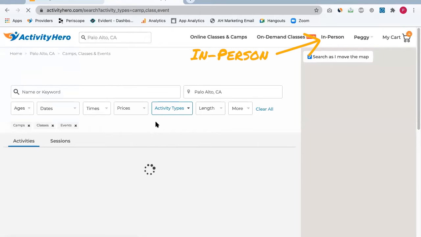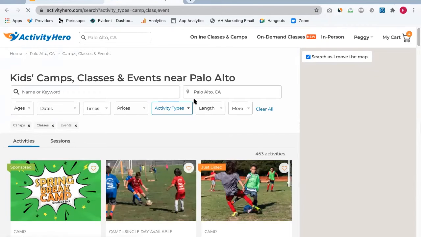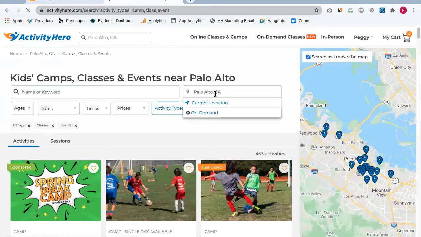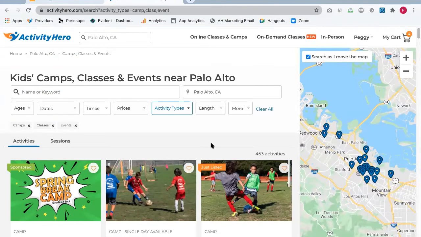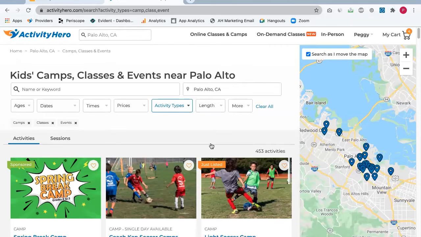Okay, so I went to the in-person section. Our website should automatically detect what city you're currently in. If it doesn't detect it properly, or say you're at work and you want to search for your home in the East Bay, you can always just type in your name here. Okay, so say I wanted to find something for spring break.